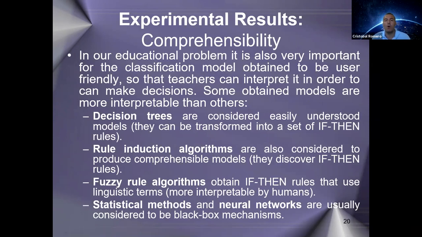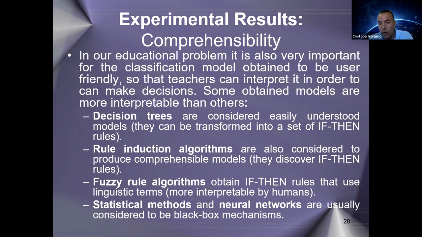But finally, this is very important: the comprehensibility of the obtained model, because in our educational problem it's very important for the classification model to be user-friendly in its structure. It's necessary to interpret it in order to make better predictions and to know why this classification. Some obtained models are more interpretable than others. For example, decision trees are considered very user-friendly, easily understood models. They can be transformed directly into if-then rules that are very user-friendly.